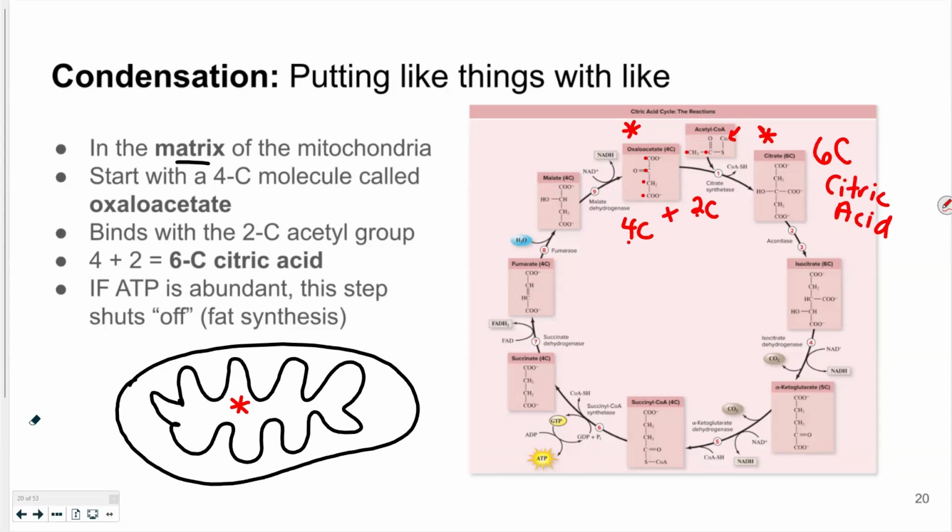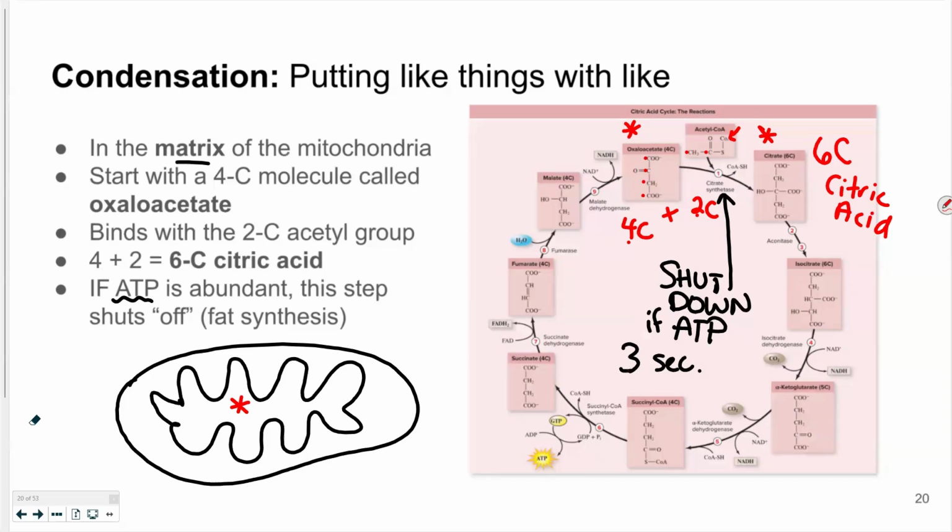Now, this is also important. If we have enough ATP, this is the step where we are going to shut down, because we don't want to produce a whole bunch of ATP if we don't need it. ATP has about a 3-second shelf life. So if we're not doing anything that requires ATP, we don't want to be producing it.